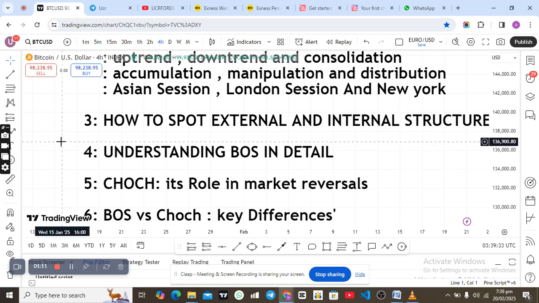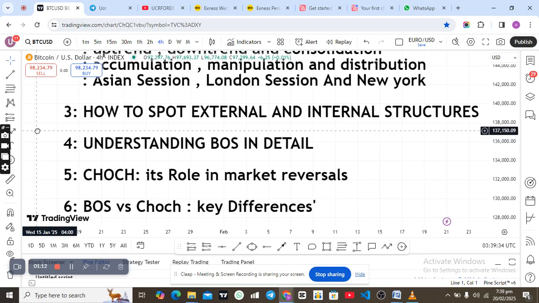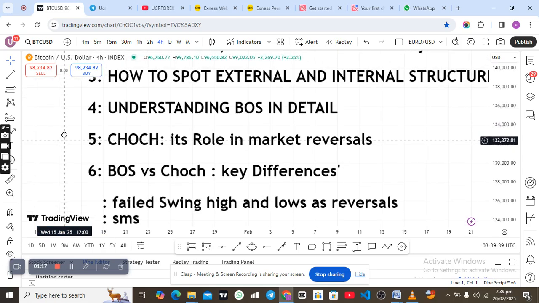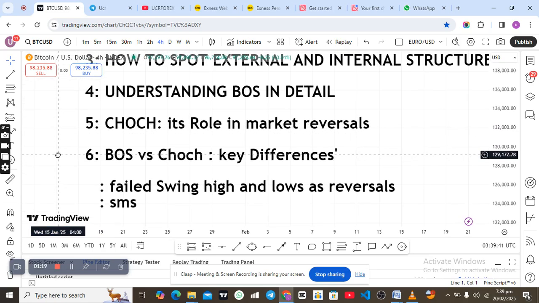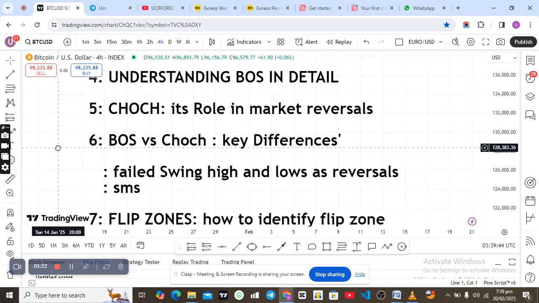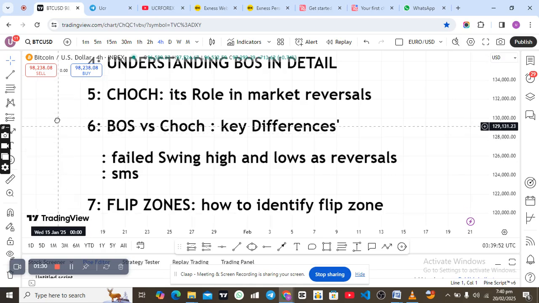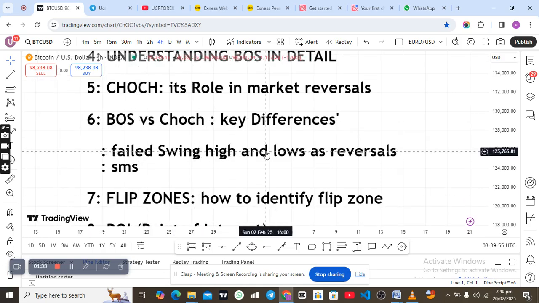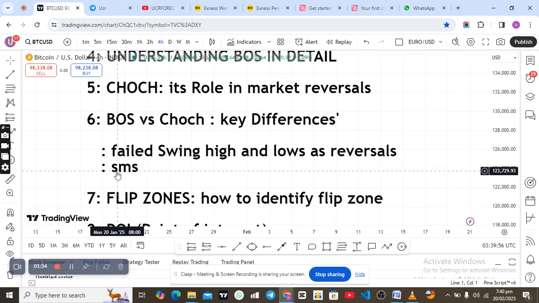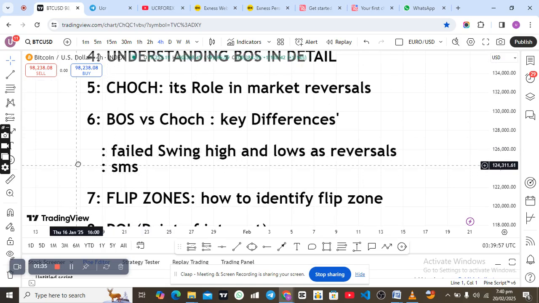We're going to try to understand what external structure and internal structure are, and then understand what BOS is in detail, which is very important. And in market reversals, we try to understand the difference between CHoCH versus BOS and their key differences. And under this CHoCH, we try to explain what a failed swing high and low is, which can be called SMS. We're going to understand what shifting market structure is.